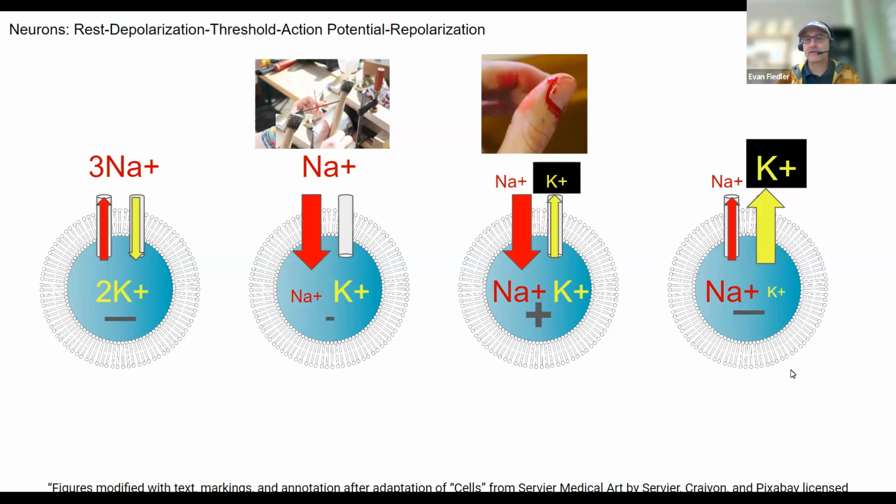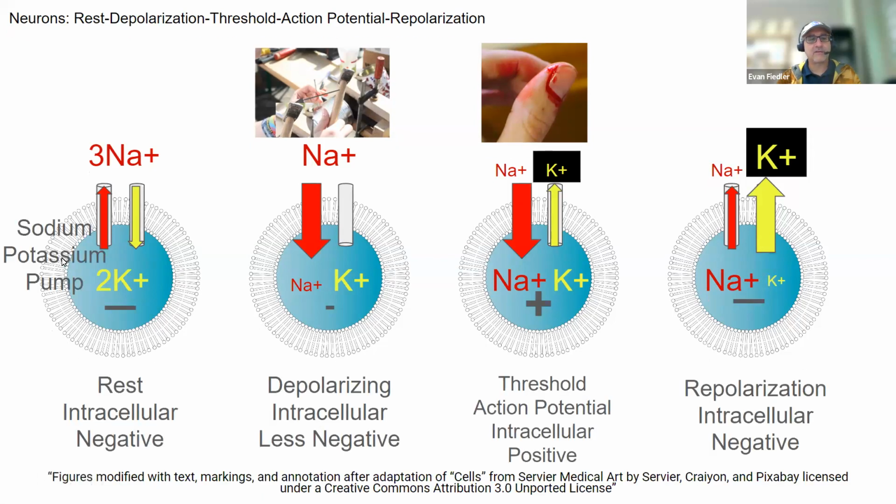Let's take a look at the notes. So we see here the sodium potassium pump maintaining the cells at rest, pumping out 3 sodiums into the extracellular environment, pumping 2 potassiums intracellular all the time, and this requires energy, ATP. At rest, our cells are negative intracellular. When the neuron is stimulated, sodium channels open, and it's going to become less negative intracellular. It's depolarizing, approaching zero.